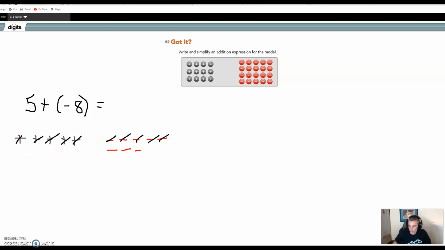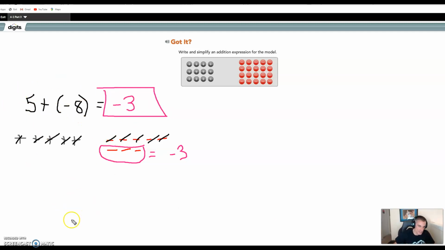And I see what is remaining. In this case, I have 3 negatives left. That is equal to the number negative 3. So 5 plus negative 8 is equal to negative 3. This method works really well when you have smaller numbers. If I was doing negative 572 plus 286, obviously I wouldn't want to use this method. Again, a lot of these strategies are just for teaching purposes, so we can get the idea for how adding positives and negatives works.